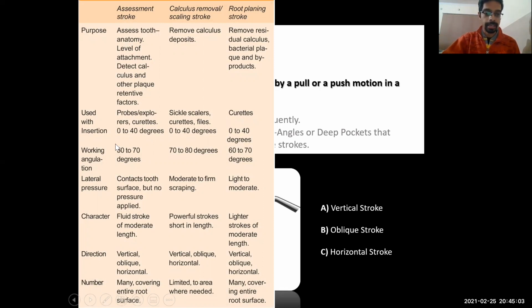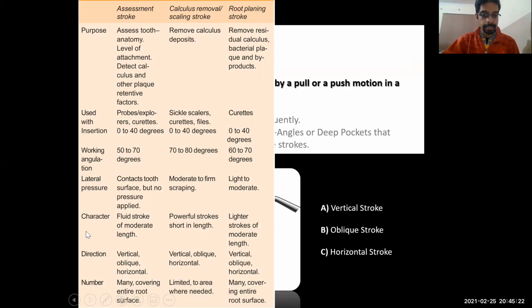Now, in this, you have to mainly remember the working angulation of each stroke. Working angulation is 50 to 70 degrees in the assessment. For calculus, it is 70 to 80 degrees, that is the scaling stroke, and root planing is 60 to 70 degrees.